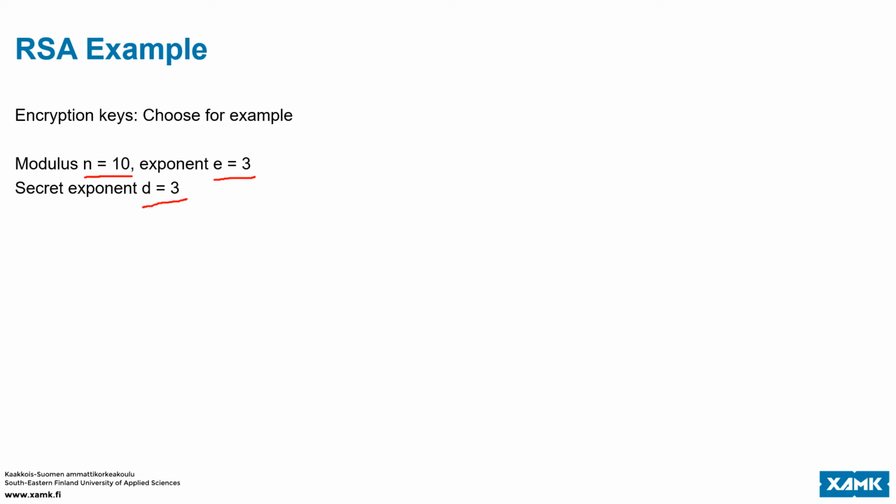Now notice that e and d are both 3, but they really do not have to be. They just happen to be in this example, but of course the public exponent and the secret exponent can have different values as well. This is just because these are very low numbers and very simple numbers. In reality, we would use numbers that are 1024 to 4096 bits long.